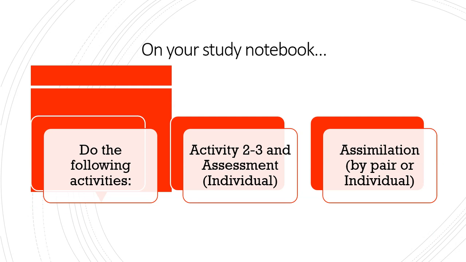Okay, now these are the remaining activities. I want you to do activity 2 on page 19 and page 20. Also activity number 3. So activity 2 and 3 assessment will be done individually on your answer sheet. And then for the assimilation part, wherein you have here the text, digital divide, the technology gap between the rich and poor. You have the freedom to choose if you want to work alone or work with a partner.